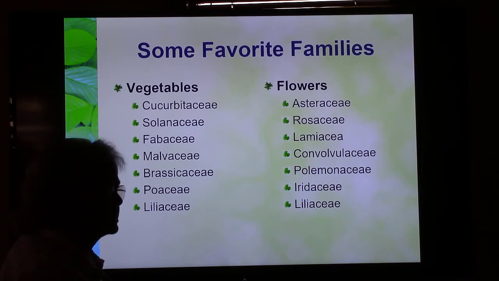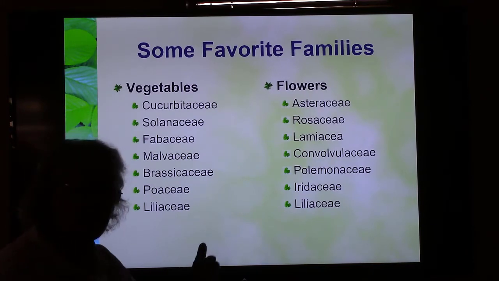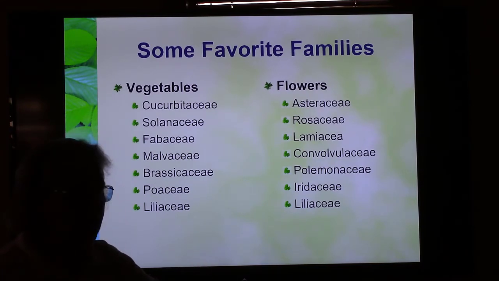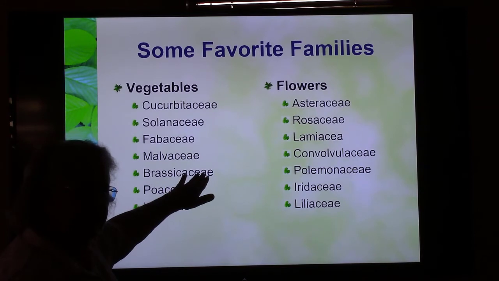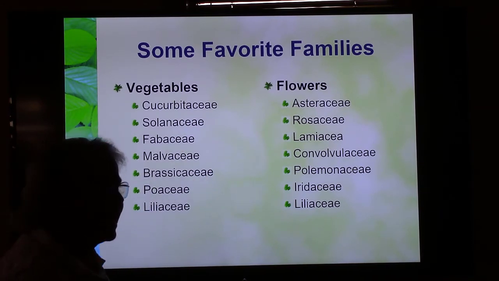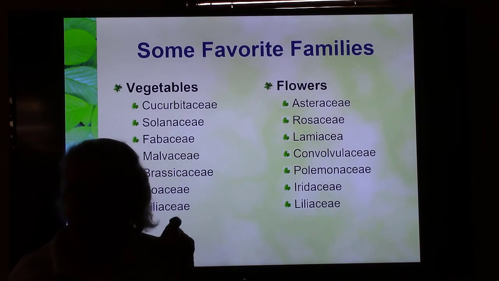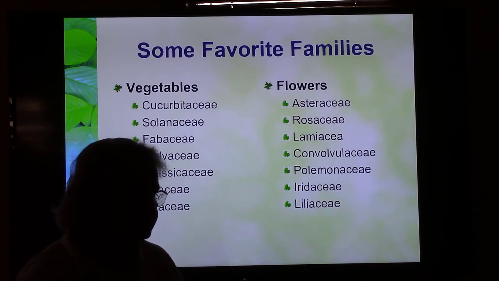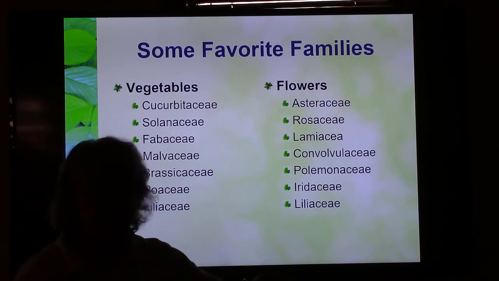Cucurbitaceae, Solanaceae, Fabaceae, Malvaceae, Brassicaceae, Poaceae, Liliaceae. What do you see, what do you hear as the common denominator here? "ACEAE" as the end of the word. That is the tag that tells you that a word is the name of a family. The beginning of the word tells you which family.